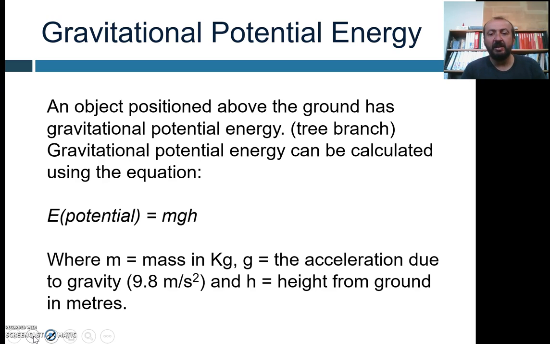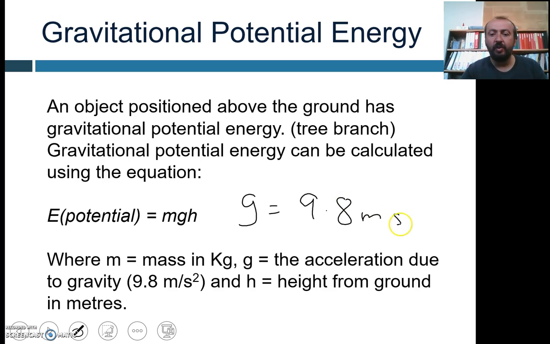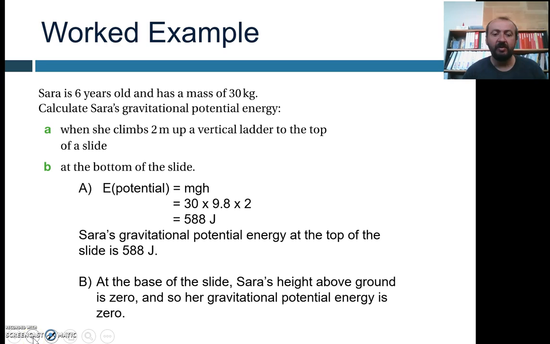Gravitational potential energy can be calculated using this equation here. Potential energy equals mgh, where m is the mass, g is our acceleration due to gravity, 9.8 meters per second squared, which we've talked about before, and h is the height above ground in meters. It always has to be in meters, because meters is the standard international unit. A little worked example here.